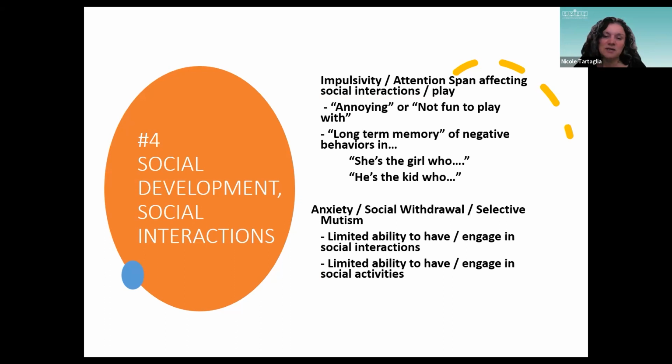There's also, unfortunately, long-term memory in social group settings, and a lot of groups of kids who grow up together in the same neighborhood or public schools. She's the kid who did this, he's the kid who did this, whatever the negative behavior was, and it may have stemmed from impulsivity, or from anxiety too. It doesn't always mean that it stemmed from somewhere bad, but people remember those things. And we want to make sure we're setting kids and everyone up for success in that social world that they live in.